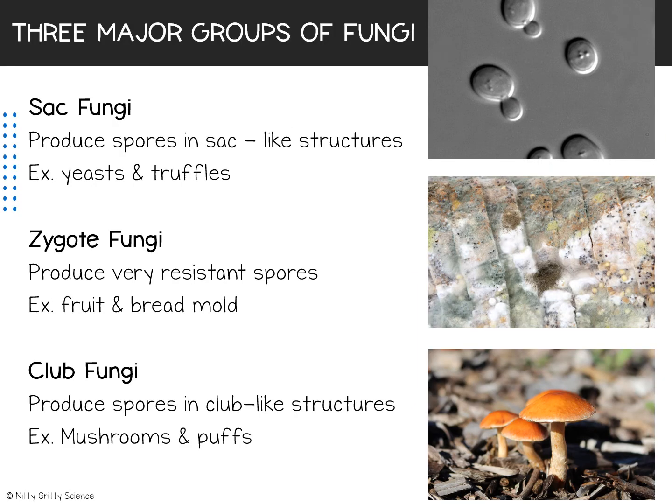There are 3 major groups of fungi. These include the sac fungi, club fungi, and zygote fungi. Sac fungi produce spores in structures that look like long sacs, and these are the largest group of fungi, and they include yeasts, morels, and truffles. Zygote fungi produce very resistant spores, and this group includes many common fruit and bread molds. And club fungi produce spores in tiny club-like structures, and this group includes mushrooms and puffballs.